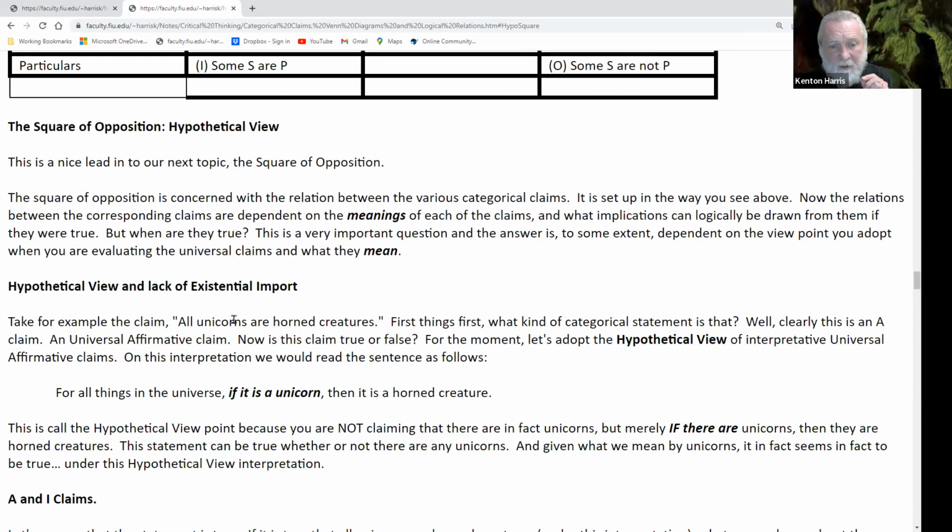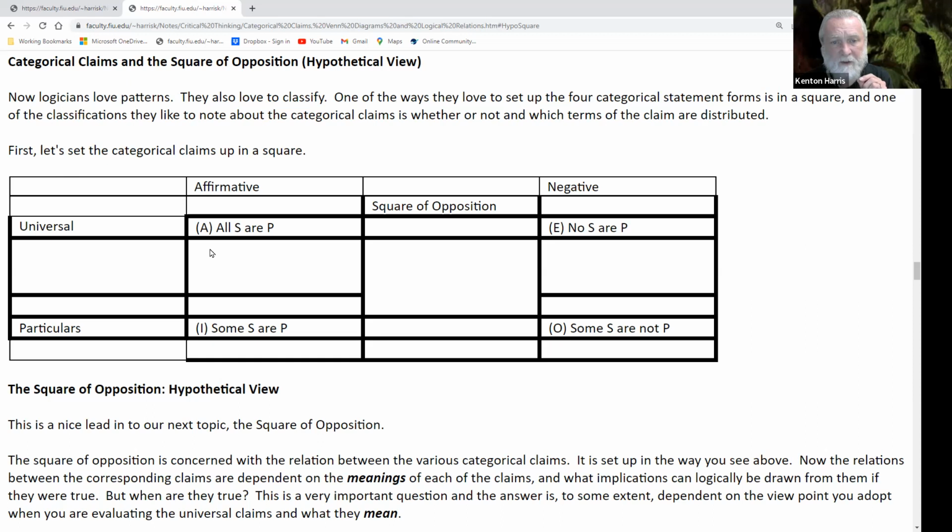Now, notice something else, though. In our square of opposition, the A claim, all S are P, is making the exact opposite claim of the O claim. The O claim says that some S are not P.